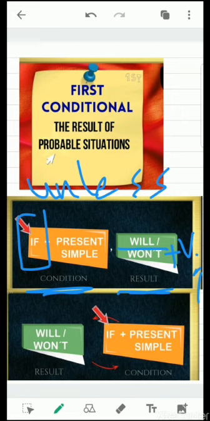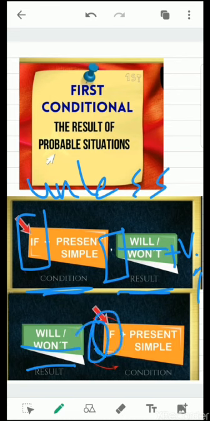Can we switch between these two sentences? Yes. But be careful that we don't use the comma if we start with the main clause. لا نكتب الفاصلة إذا بدأنا في جملة جواب الشرط. So if we start with will or won't, we don't add the comma. The if is written instead of the comma. Okay?